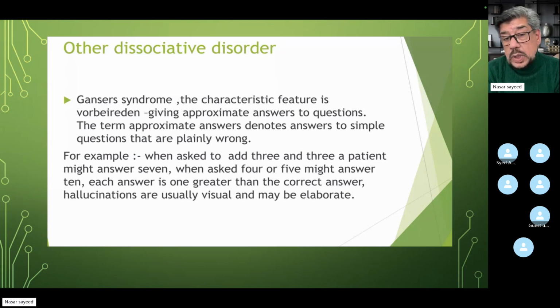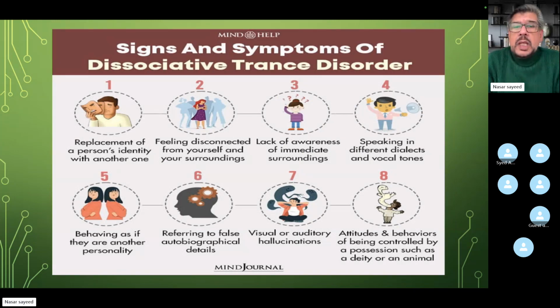Hallucinations are usually visual and may be elaborate as well. So they will give a description of the hallucination, that I'm seeing objects, I'm perceiving something happening, and they will give approximate answers. Now, Ganser syndrome has its own background. Most of the time, it is to gain something. So the variation from malingering to Ganser syndrome to dissociative is usually the task most of the time, which is difficult to understand.